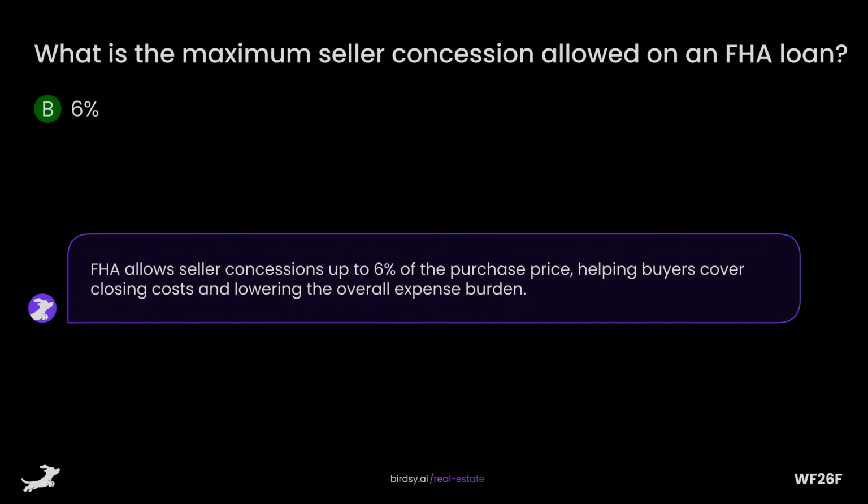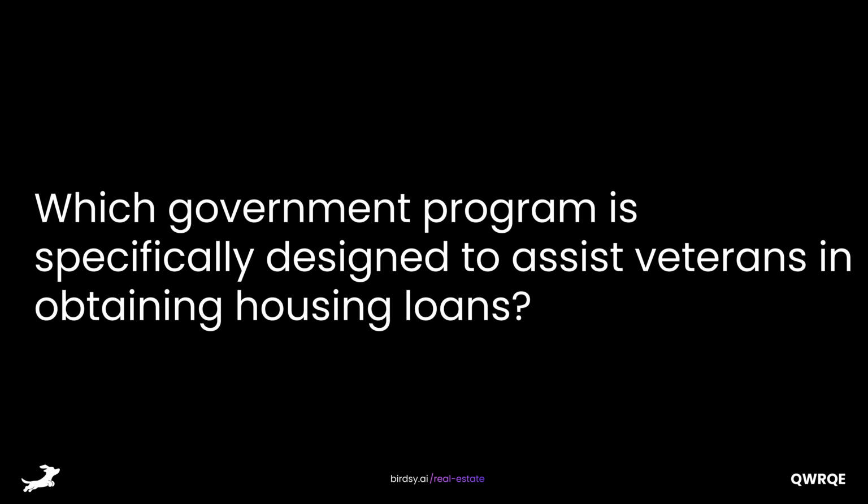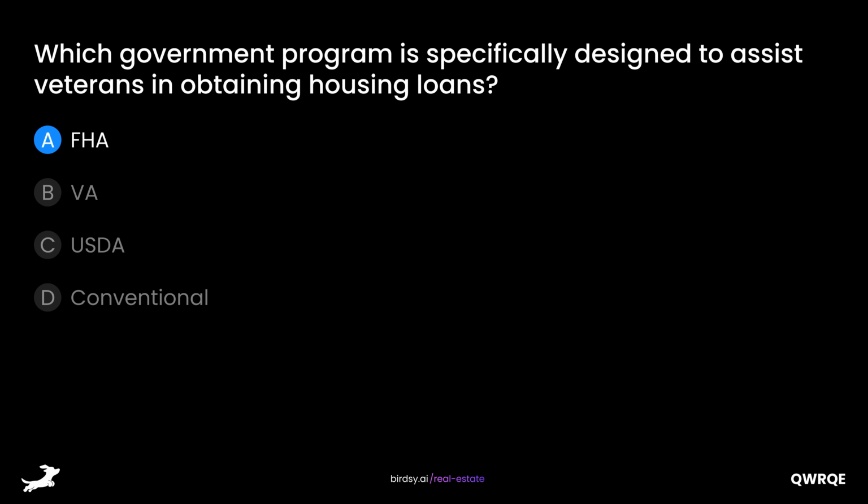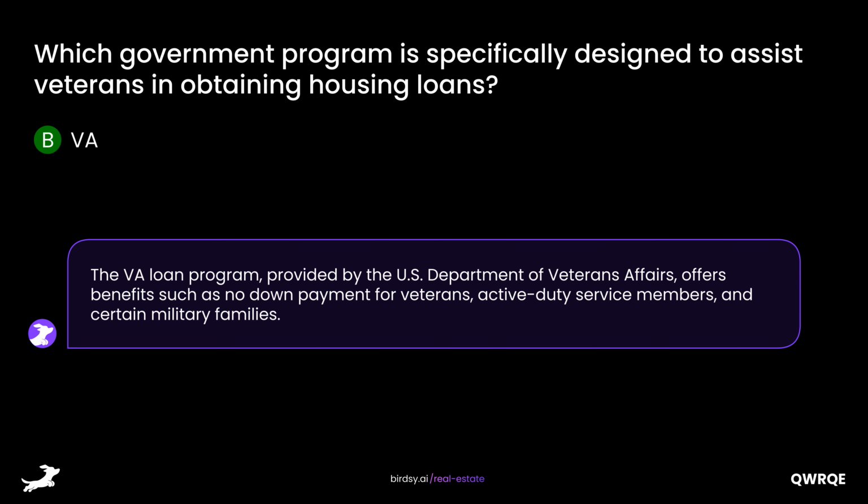Which government program is specifically designed to assist veterans in obtaining housing loans? Is it A, Federal Housing Administration, FHA, B, U.S. Department of Veterans Affairs, C, U.S. Department of Agriculture, USDA, or D, conventional? The answer is B, U.S. Department of Veterans Affairs. The VA loan program, provided by the U.S. Department of Veterans Affairs, offers benefits such as no down payment for veterans, active duty service members, and certain military families.